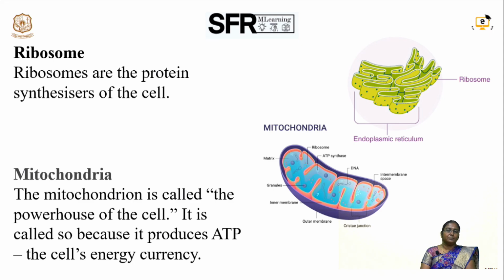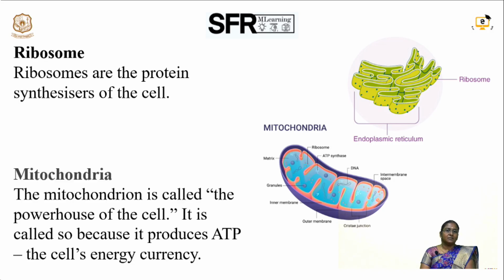And the next important cell organelle is the ribosomes. The ribosomes are the center for protein synthesis. The ribosomes are found attached to the endoplasmic reticulum. So, these ribosomes help in the synthesis of protein particles.